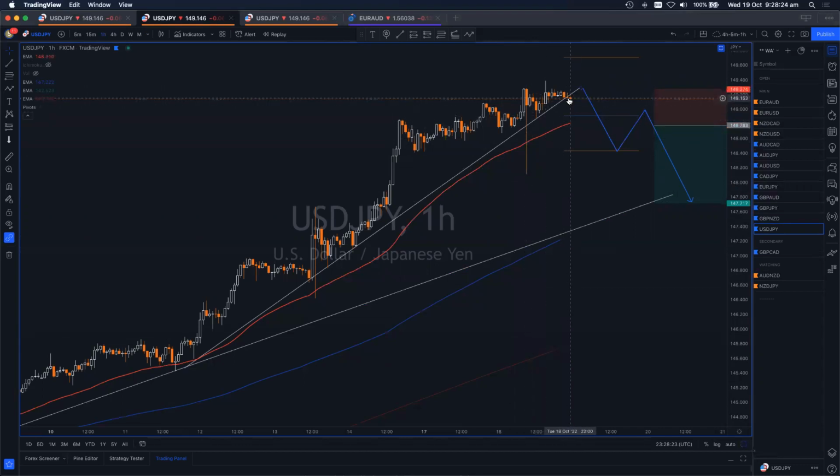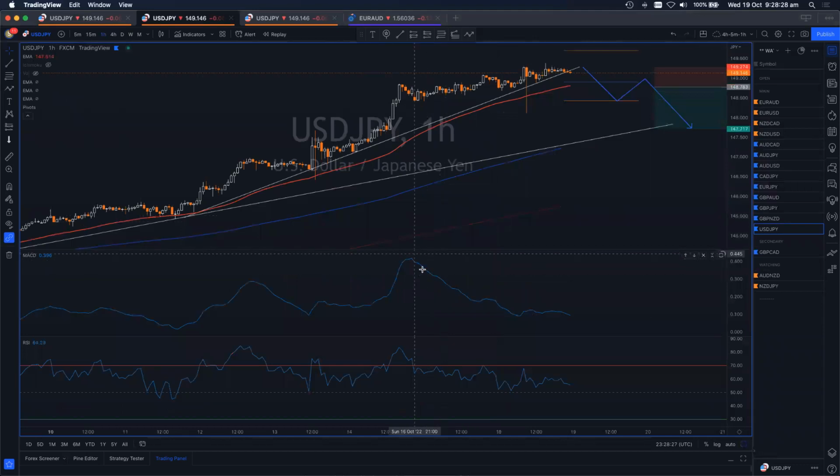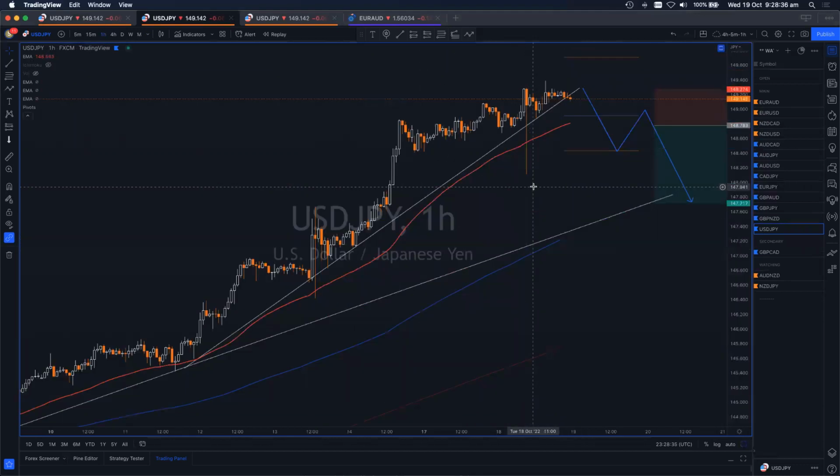So we're going to break this trend line. It's kind of breaking now. Do we have a MACD to confirm this? Oh, look at that. Massive MACD divergence. Higher highs on price, much lower highs on the MACD. So that's looking very much like a trend change in play.